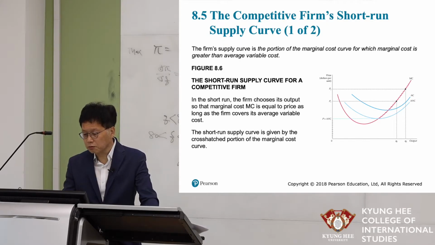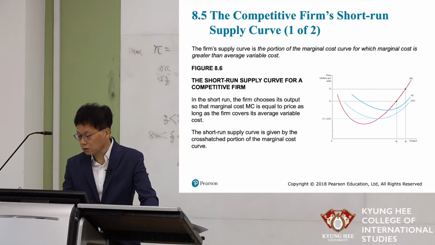Section 5, the competitive firm's supply curve. The firm's supply curve is the portion of the marginal cost curve for which marginal cost is greater than average variable cost. So, the shutdown point: the marginal cost curve over the average variable cost curve.